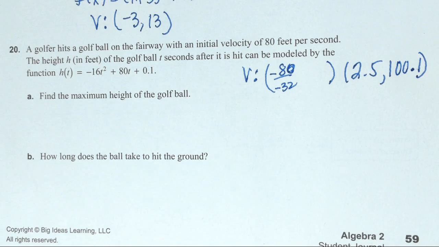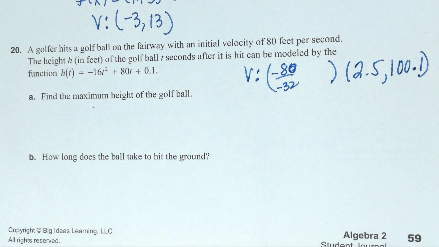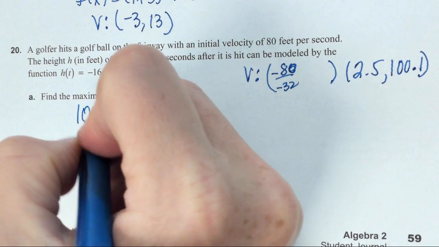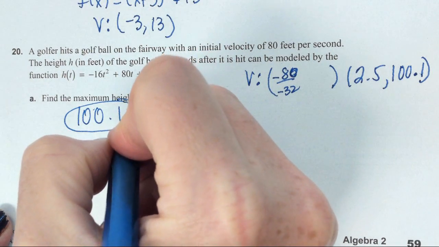Okay, so there's the vertex. The question is asking me to find the maximum height of the golf ball. How many people say it's 2.5? Good. How many people say it's 100.1? Good. Yes, that's correct. The y value is going to tell us the height, isn't it? So it's going to be 100.1 feet.